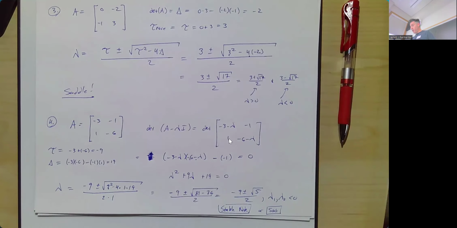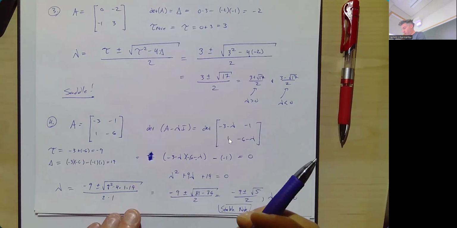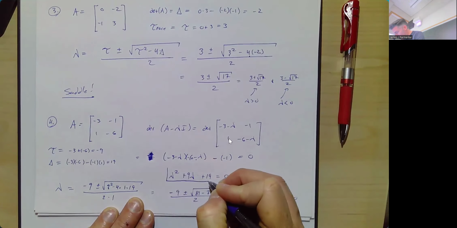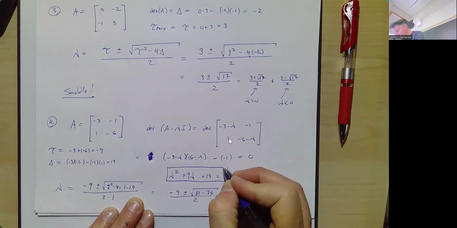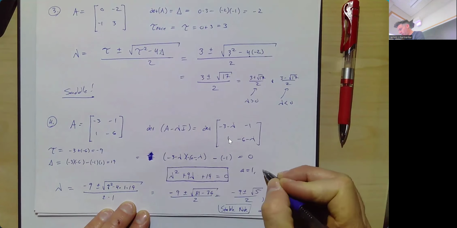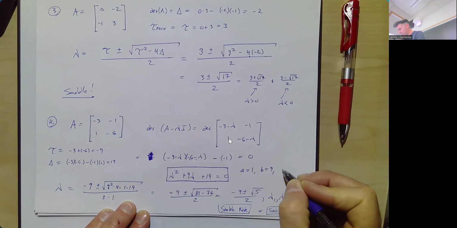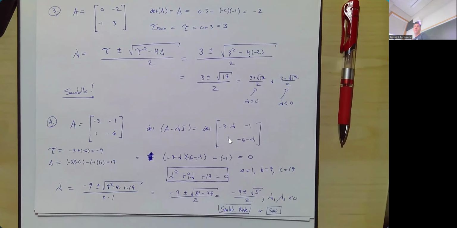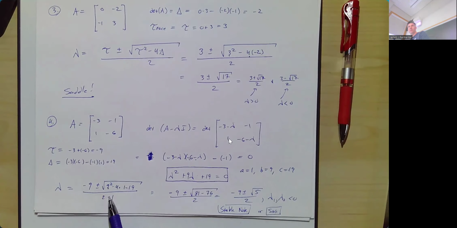So the -9 came from, right here, I'm using the quadratic formula. I'm saying, okay, my A is 1, my B is 9, my C is 19. And then the quadratic formula is -b plus or minus the square root of b squared minus 4ac all over 2 times a. Right? There's my -b plus or minus the square root of b squared minus 4 times a times c all over 2 times a.